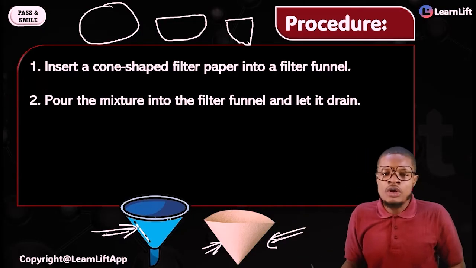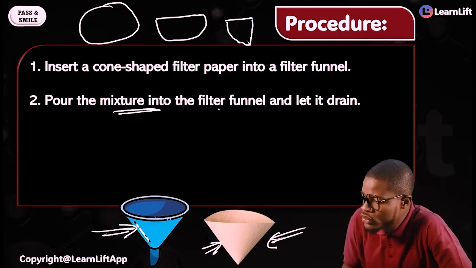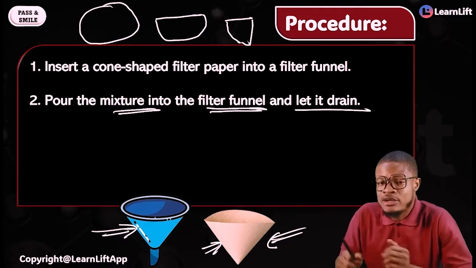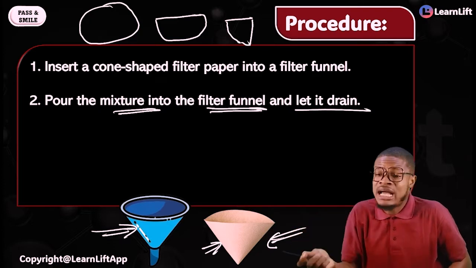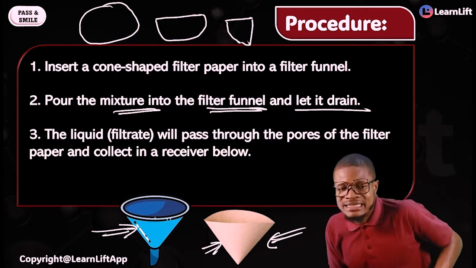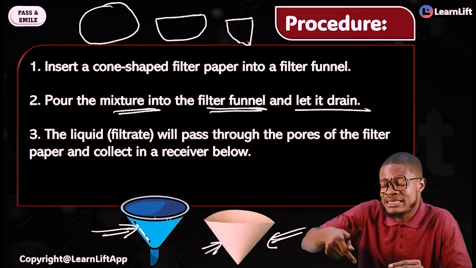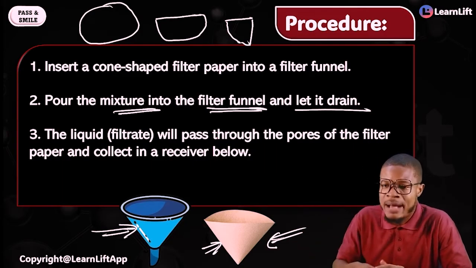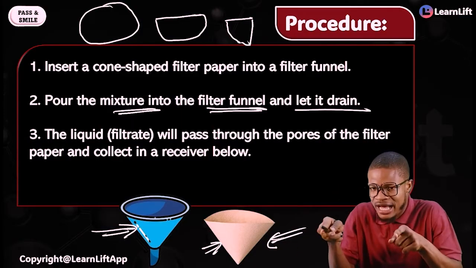Number 2 procedure is pour the mixture into the filter funnel and let it drain. The entire mixture that you have, pour it into the filter funnel and let it drain. Maybe it's mud, water, or whatever, pour it inside. And then step 3, the liquid. If you pour it inside the filter funnel, what will happen? The liquid will go down. You can now collect it in your receiver, right?